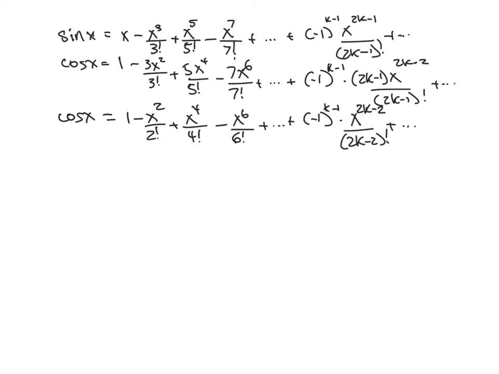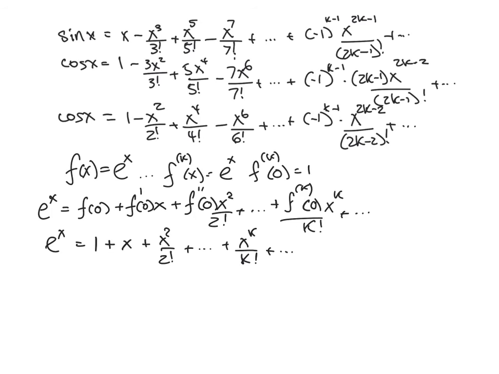The last one we'll take a look at quickly is e to the x. Now, because of the important property that the derivative of e to the x is e to the x, every derivative of e to the x is e to the x. So any derivative of the function f at 0 will be e to the 0 or 1. And so plugging into our formula for Taylor series, we get the following. So the formula for e to the x is very simple.